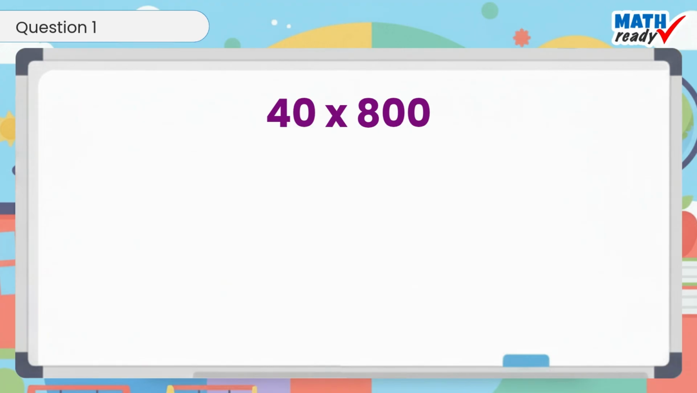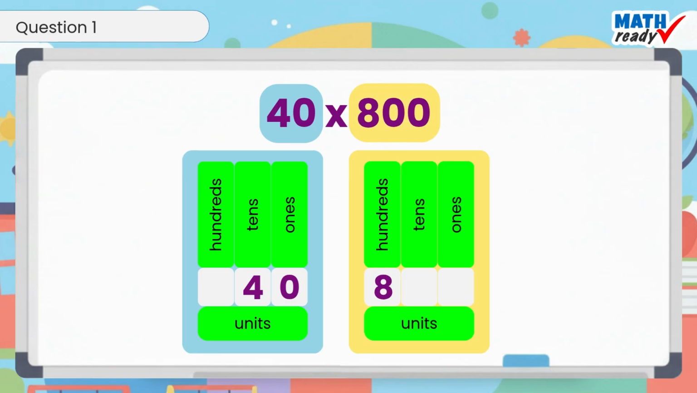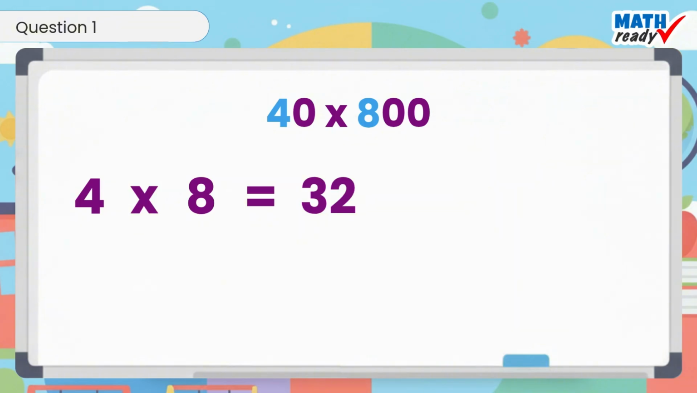40 multiplied by 800. First, we look at 40. It is made up of a 4 and 1 zero. Next, we look at 800. It is made up of an 8 and 2 zeros. We then multiply the leftmost digit in each number together. So we will multiply 4 and 8 together, which equals 32.